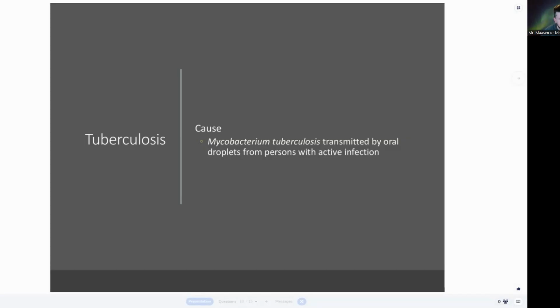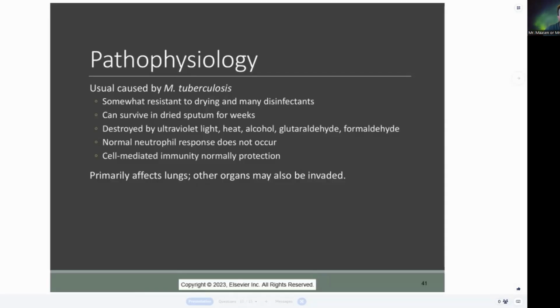MRSA is methicillin resistant Staphylococcus aureus. MRSA is a resistant strain of that bacterium, Staphylococcus aureus. And so these conditions have developed over time with our use of antibiotics and maybe even overuse as well.